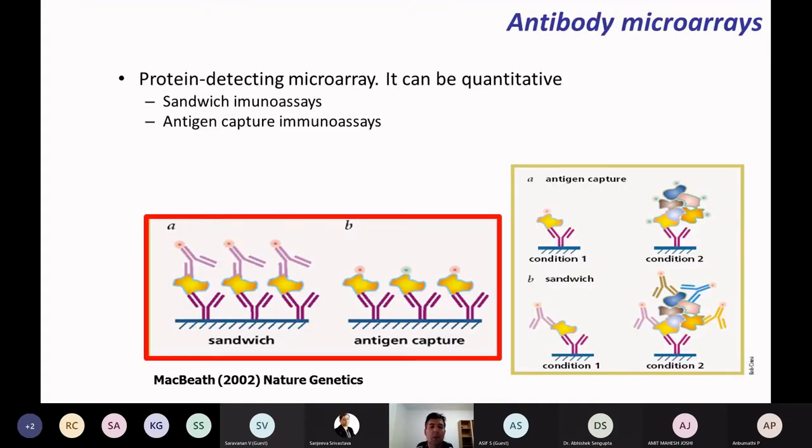Regarding antibody microarrays, we can obtain quantitative information using sandwich immunoassays or antigen capture immunoassays. In a sandwich situation, we can bind the protein of interest and detect it with a second antibody. And in the antigen capture, the proteins are labeled with a fluorophore that can be detected with a laser in the scan. This is the situation that we usually think about when we are using protein microarrays.